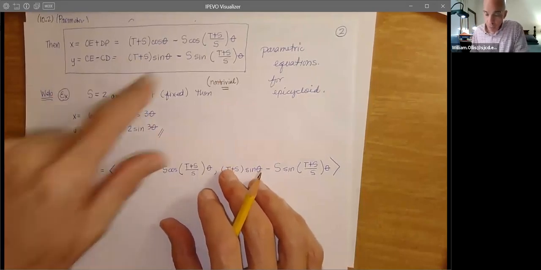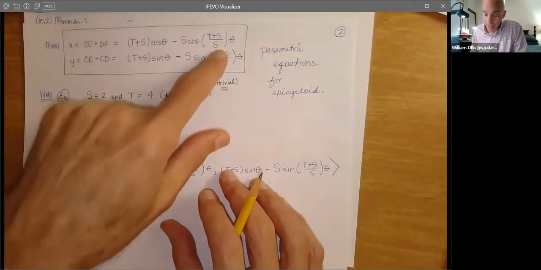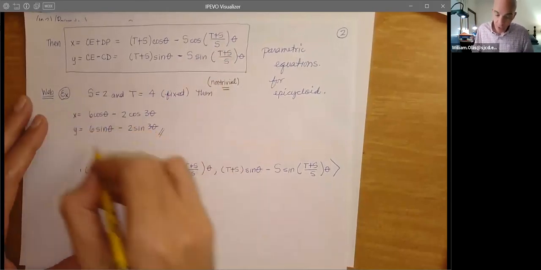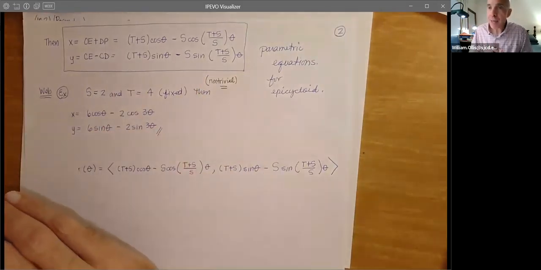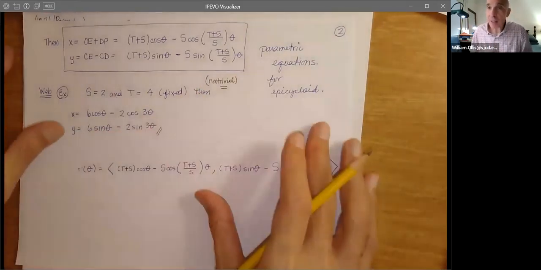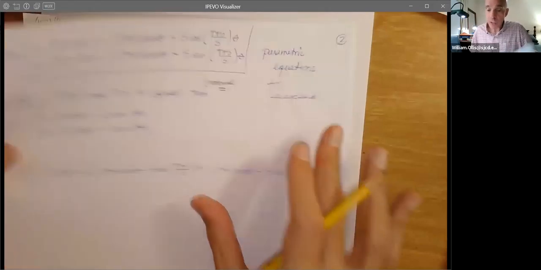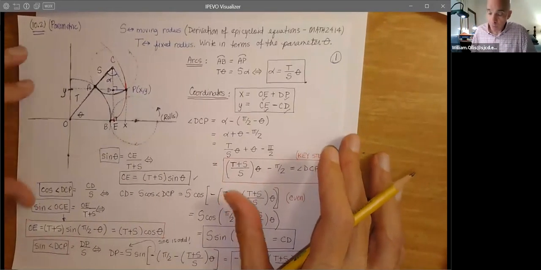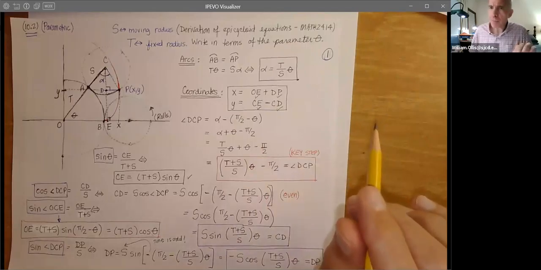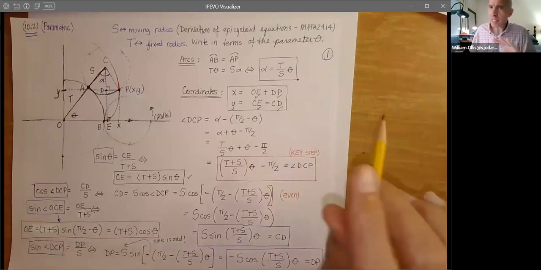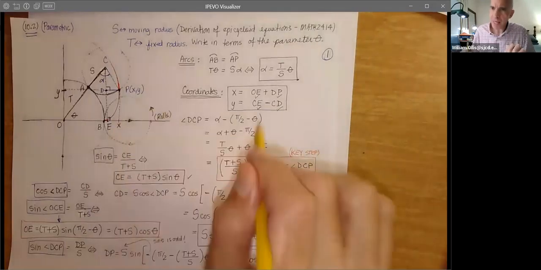So now if S is 2 and T is 4, we get 6. And then of course here S, we get the negative 2, and then 6 divided by 2 is 3. Likewise, 6, we get the negative 2, and 6 divided by 3 is this. And there you have your parametric equations for these values of S and T.